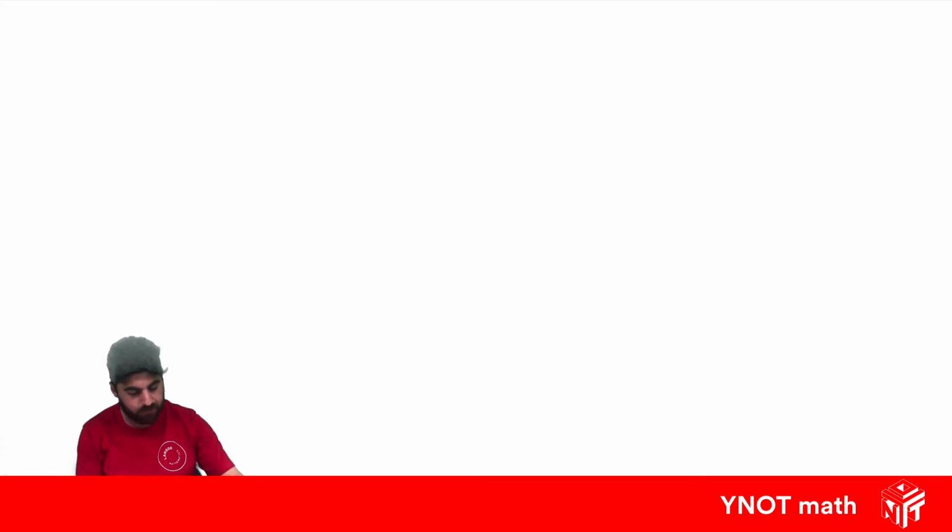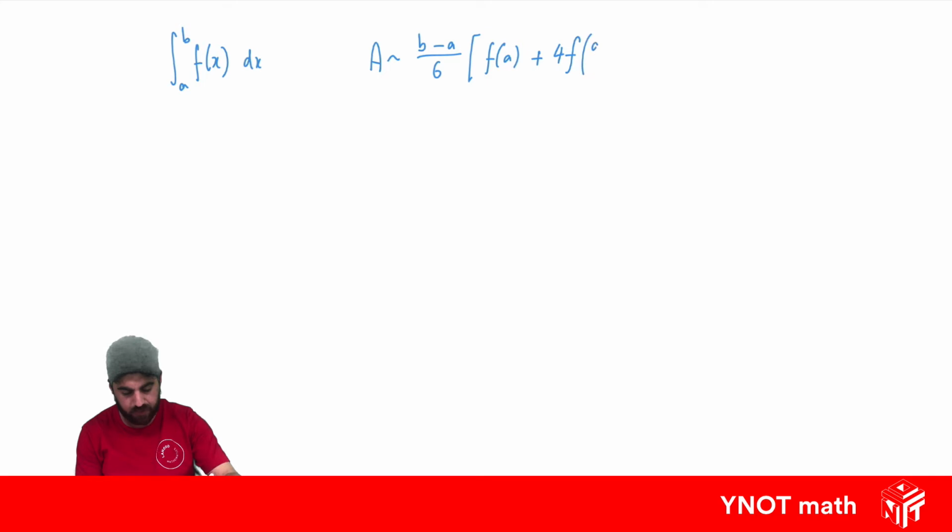You might see it a few different ways, and they're all to approximate the area of some curve f(x) between a and b, dx. Now, you might see the area written as the approximation of (b minus a) over 6, outside of f(a) plus 4 times f((a plus b) over 2) plus f(b). It's not the way I like to do it.